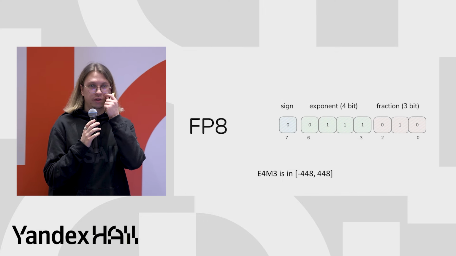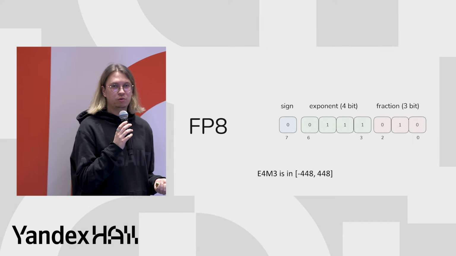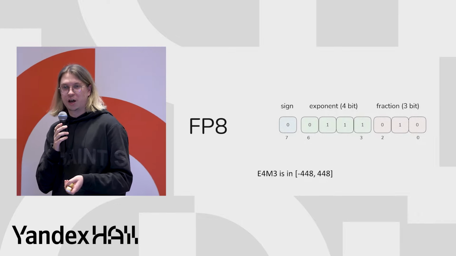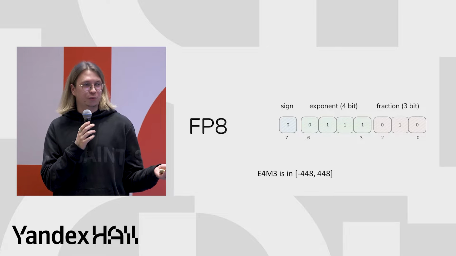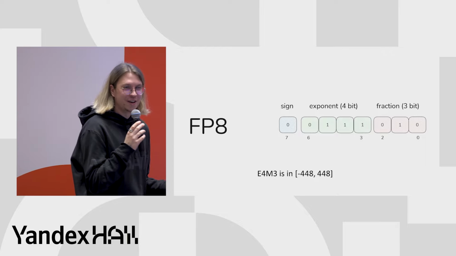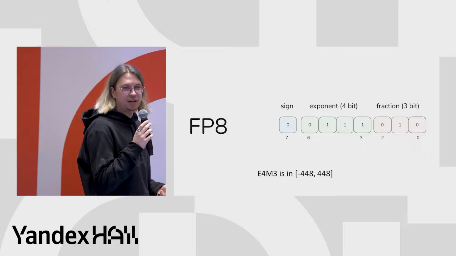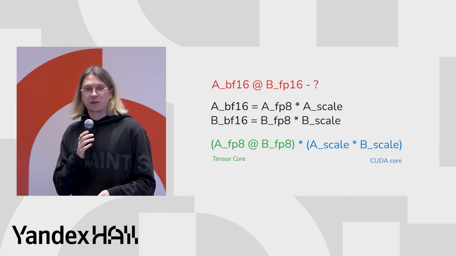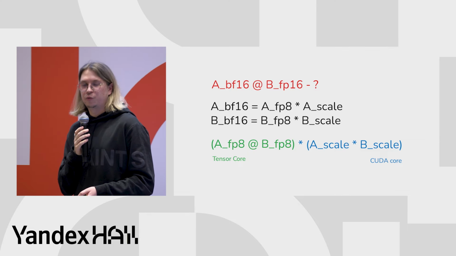But the problem is that these numbers lie in a really small range. So FP8 numbers are basically between -400 and 400, and that's not a lot of useful computation we can do with numbers between -400 and 400, because usually your activations and gradients are very large. So there has to be a way to transform the number from BF16 to FP8.